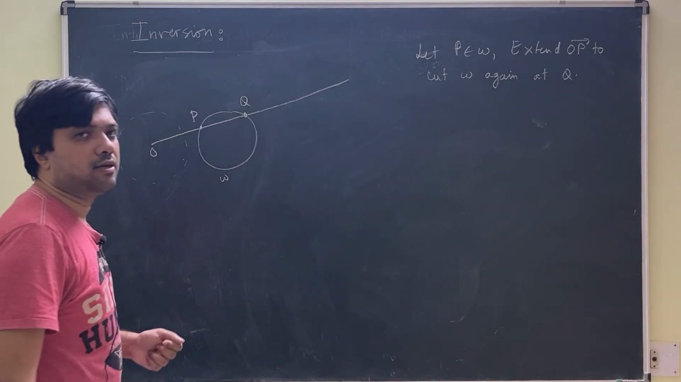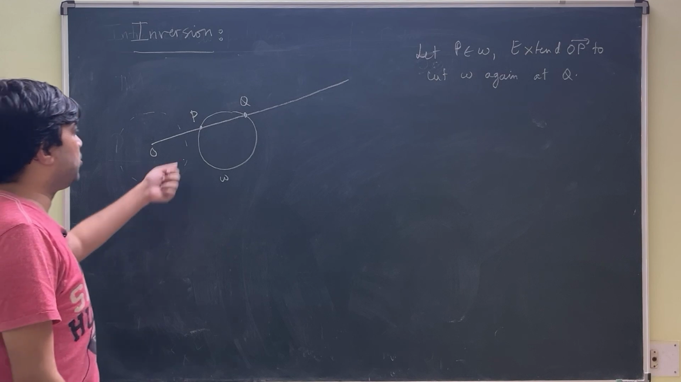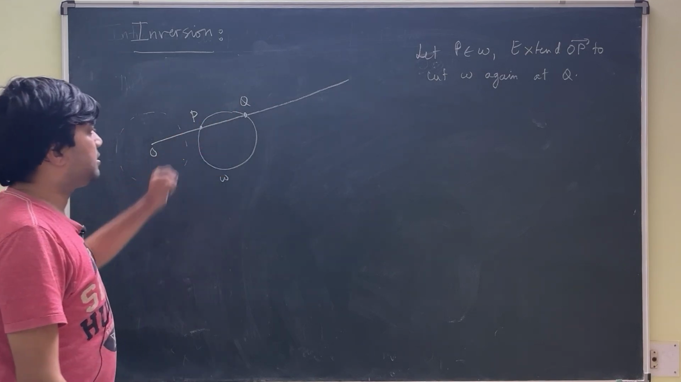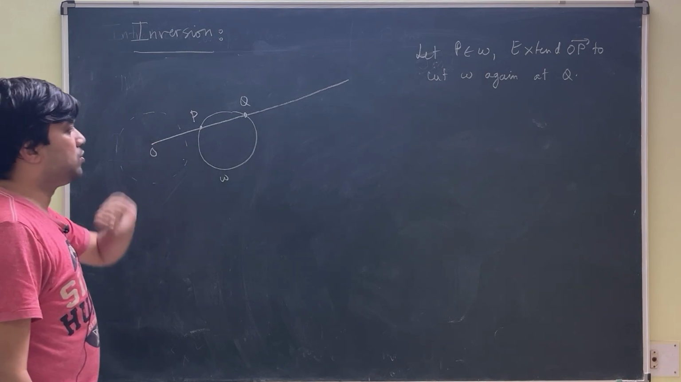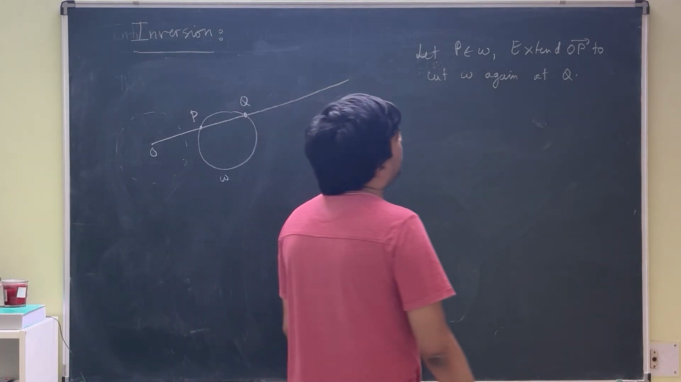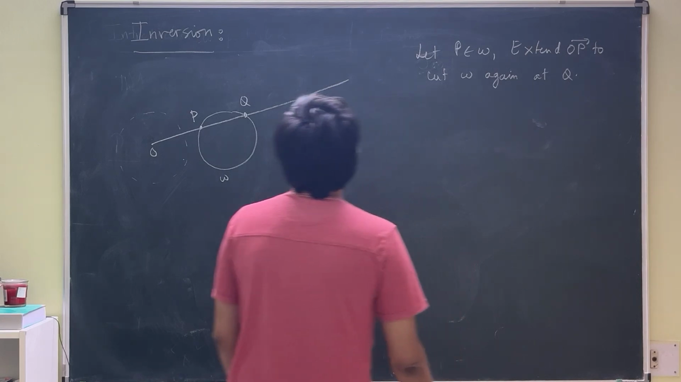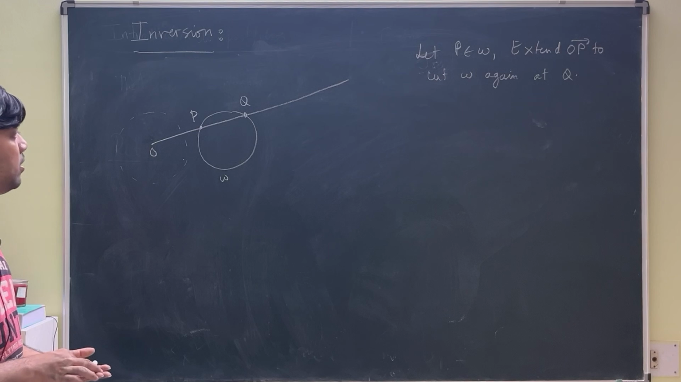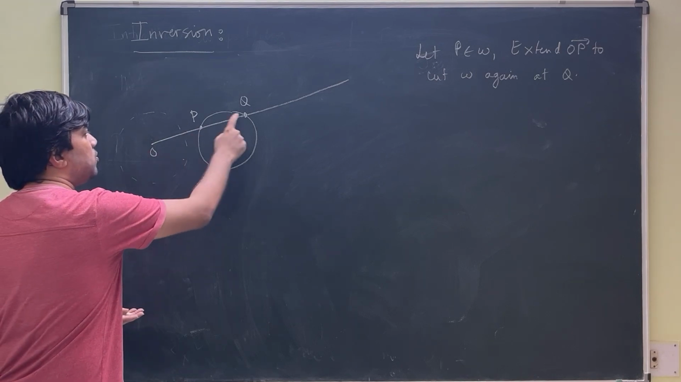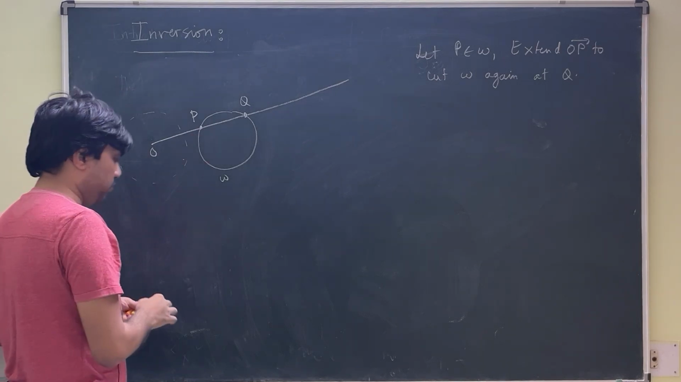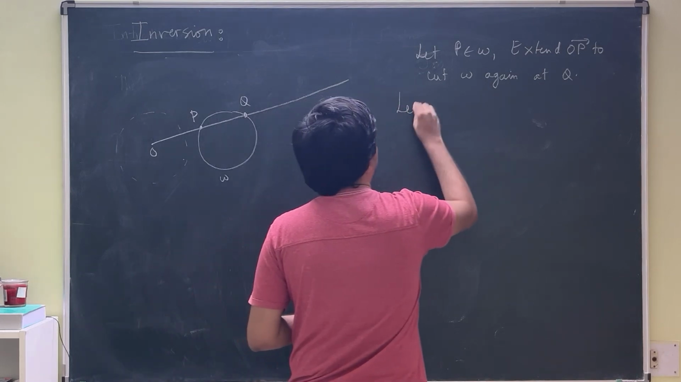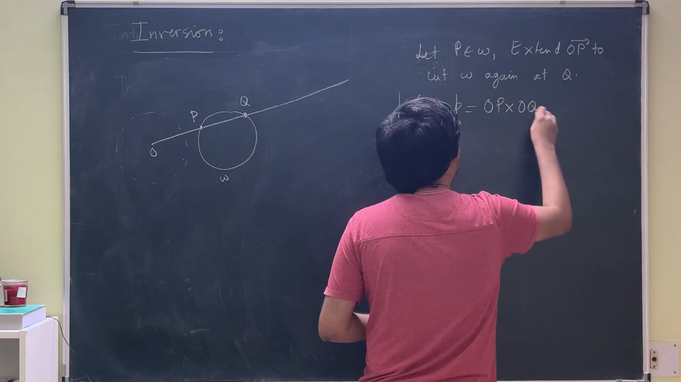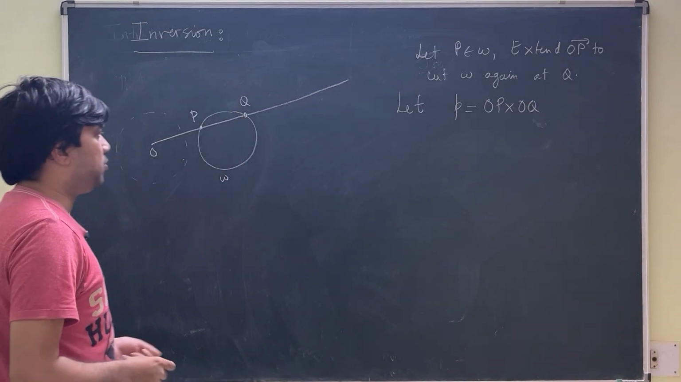A line and a circle can cut at most at 2 points. I'm assuming this point P is not the tangent. I mean, if it is, then Q is again P actually. In this case, in the drawing that I have drawn, Q is not P. Okay. So let's extend OP to cut omega again at Q. First of all, notice that OP into OQ is constant. It is just the power of the point O with respect to omega. Okay, so let p equal OP into OQ, which is simply the power of the point O with respect to omega.